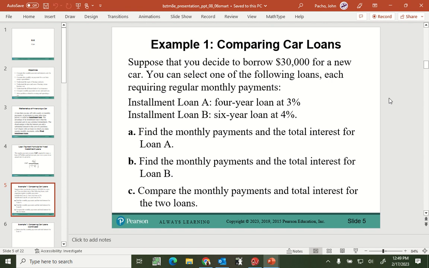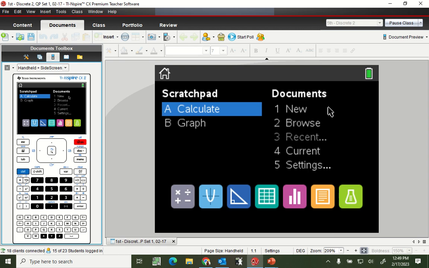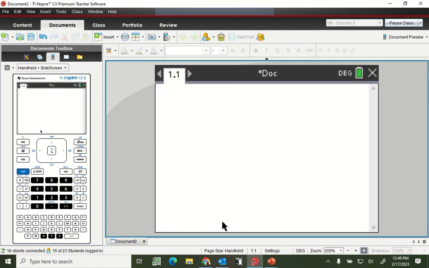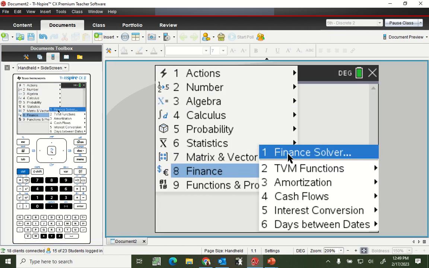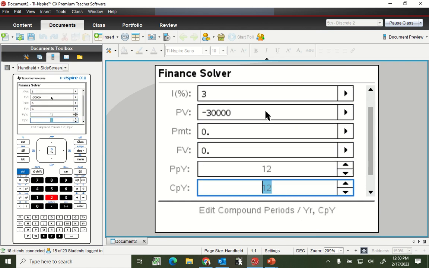Document, add calculator. Click it. Menu. New document, add calculator, there we go. So here, finance, solver. This is the years. This is the percentage. So my first one, that's blank. 48, this is not blank. 0, negative 30,000. This is blank.